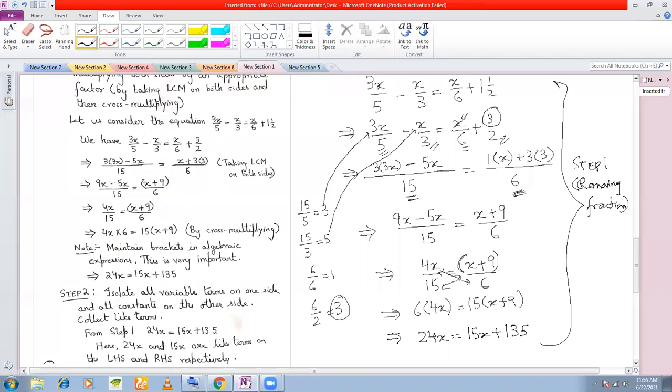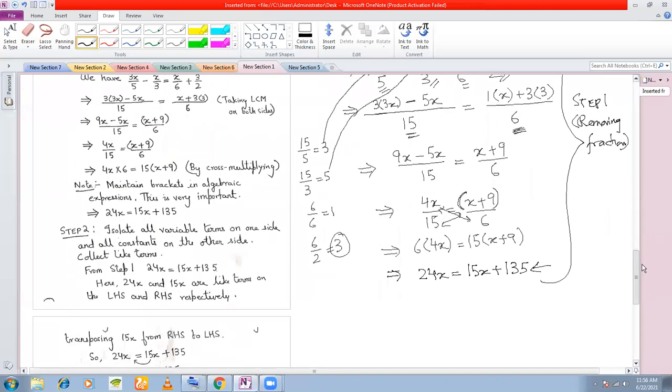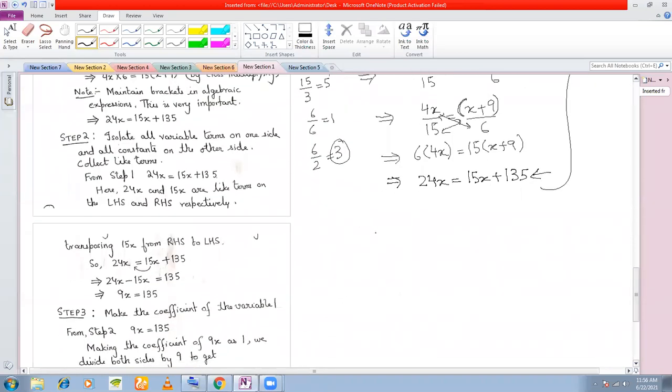Okay. So from this equation, we have come to this equation. Now there are no fractions on both sides, right? So this is step 1. Okay. Now the step 2 here will be to take the variables on one side. Either you take on the left hand side or you take on the right hand side, right? Normally we take the variables on the left hand side.